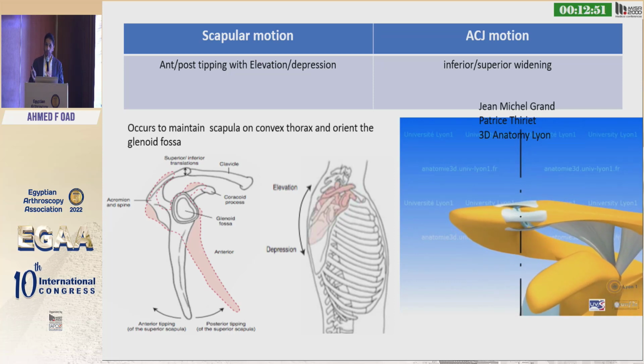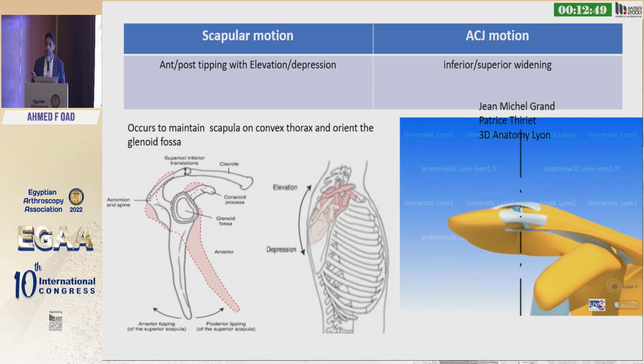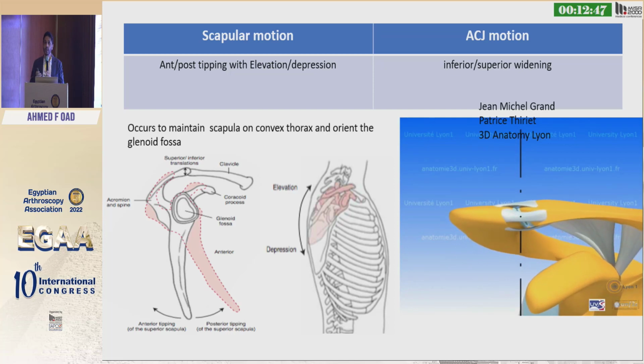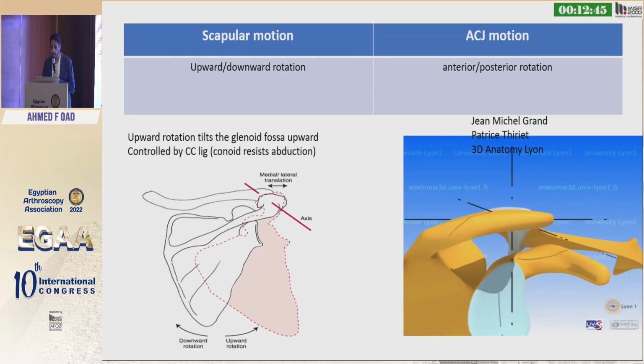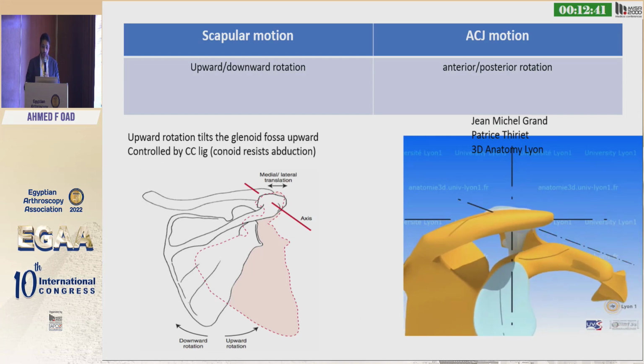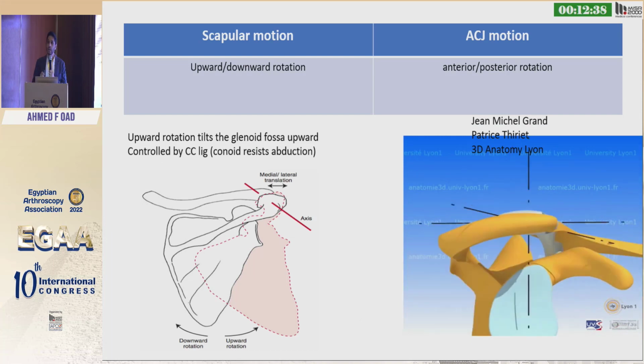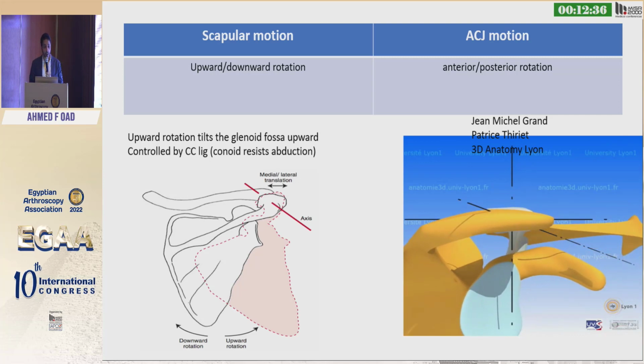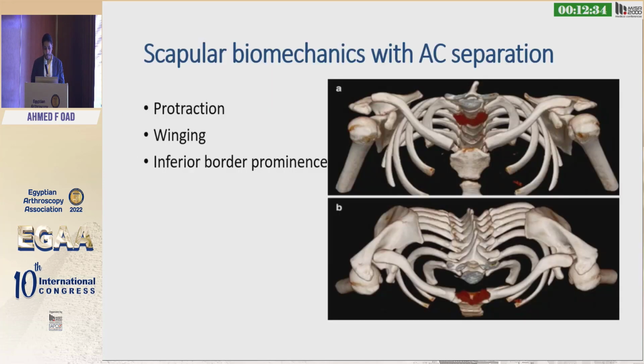The posterior tipping of the scapula or depression of the scapula is always associated with superior widening of the AC joint. And finally, upward rotation of the scapula is associated with anterior rotation at the AC joint, and this motion is mainly checked by the conoid ligament.